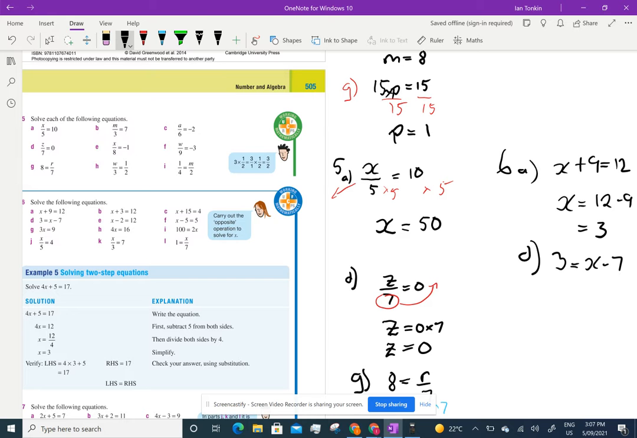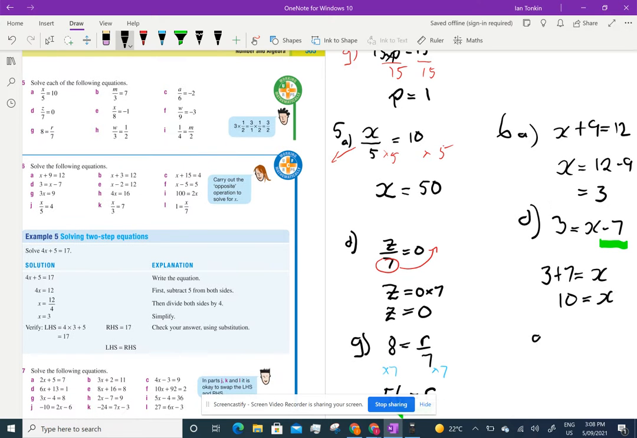Well, to get rid of that 7 and get the X by itself, which is what we're trying to do, I just have to add it. So add it over the other side. 3 plus 7. X equals 10. Doesn't matter that the pronumeral's on the left. G. 3x equals 9. Well, I've got to get rid of that 3. How do I get rid of that 3?